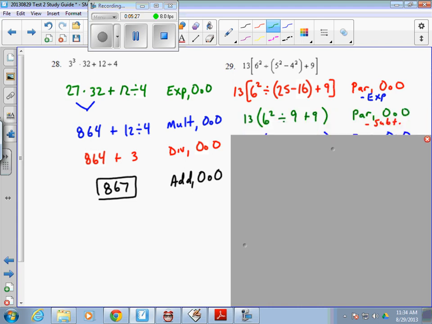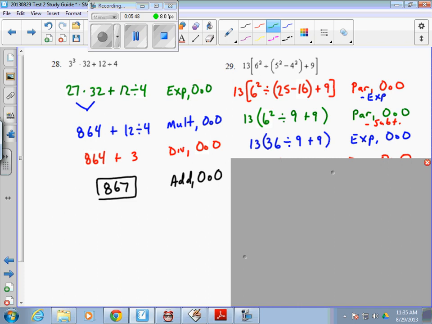The next thing you want to do, again, what's inside the innermost parentheses, 25 minus 16. That gives you the number 9. So now you have 13 times 6 squared divided by 9 plus 9, the innermost parentheses, order of operations, or you could have said you subtracted. The next thing you need to do is evaluate the exponent 6 squared, or 6 times 6. That gives you 13 times 36 divided by 9 plus 9.